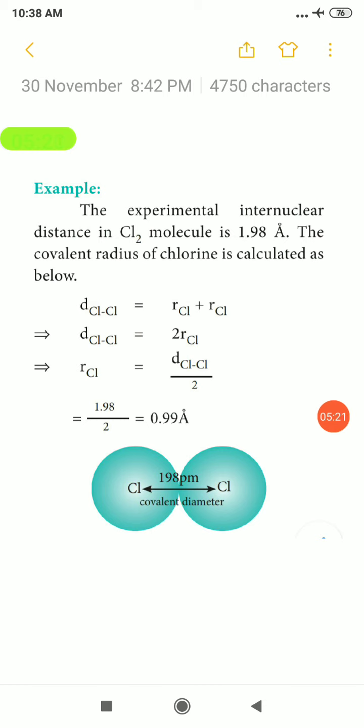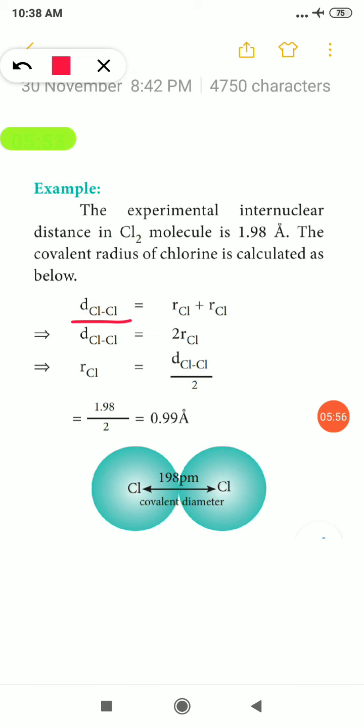Example: the experimental internuclear distance of the Cl2 molecule is 1.98 angstrom. What is given? Internuclear distance. Students, for internuclear distance we use the term d. D is the distance between two nuclei, so we write dClCl, and that will be equal to the sum of the radii of two chlorine atoms. So we write radius of Cl plus radius of Cl, so dClCl is equal to 2 into radius of Cl.